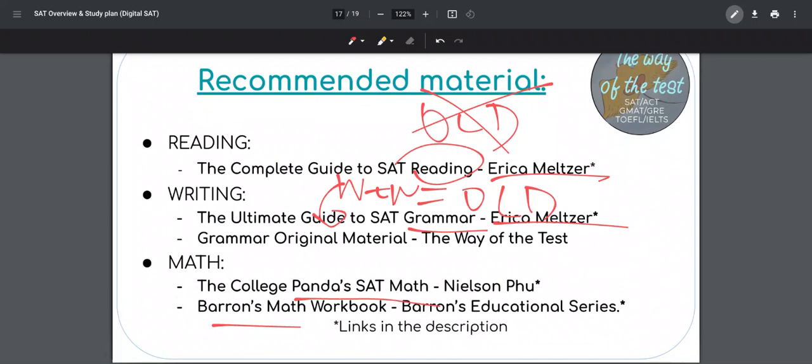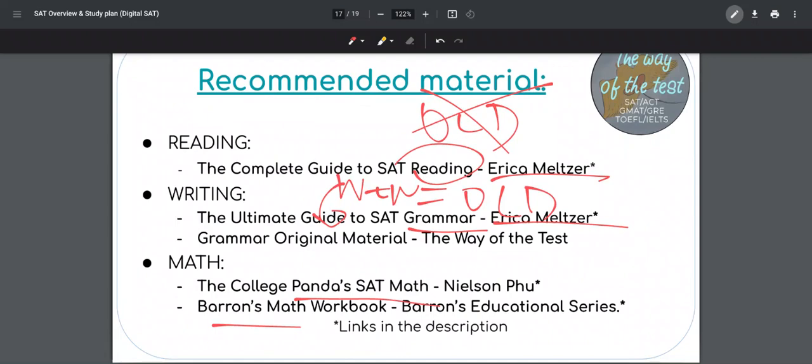Why? Because the level of difficulty for the math of the Barron's book is higher than the SAT. Some people have the misconception that if they practice harder math, harder exercises, then they're going to perform better in the SAT, which is completely false. What you want is to practice with exercises and a level of difficulty that is as similar as possible to the real deal. You want to practice for the exact same level or near the same level.